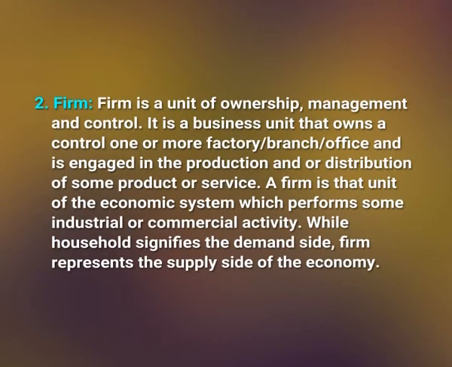Second one is firm. A firm is a unit of ownership, management and control. It is a business unit that owns and controls one or more factories or branches or offices and is engaged in the production and or distribution of some product or service. A firm is that unit of the economic system which performs some industrial or commercial activity. While household signifies the demand side, the firm represents the supply side of the economy.